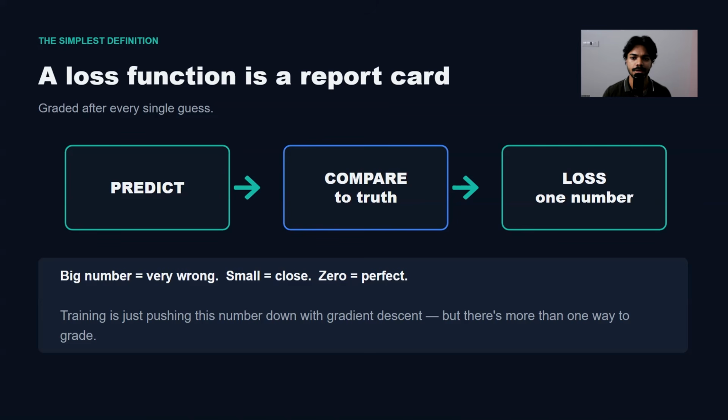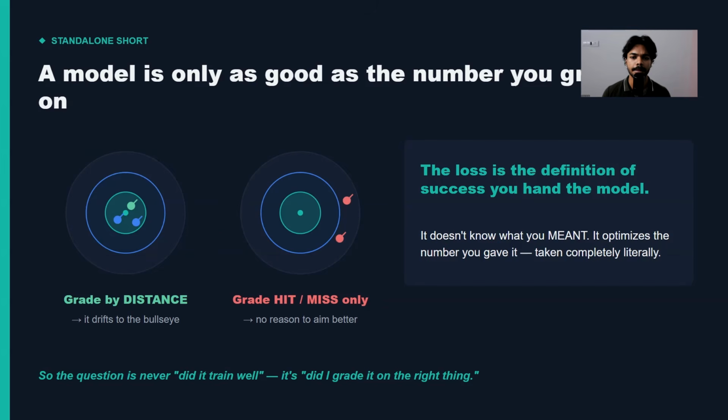Here's an idea that sounds obvious but quietly breaks real AI systems. A model becomes exactly as good as the number you grade it on. No better, no different. Exactly that. Let me show you with darts. Imagine teaching someone to throw darts, blindfolded, and after every throw, you give them one piece of feedback, just one number. That number is the only thing guiding them.